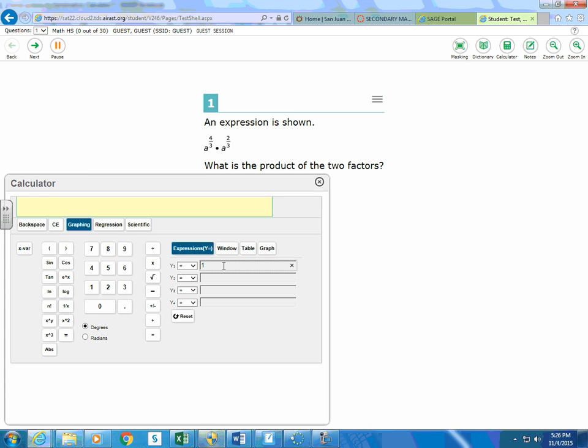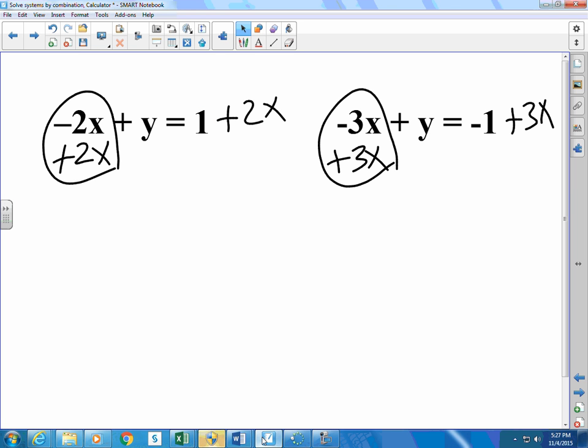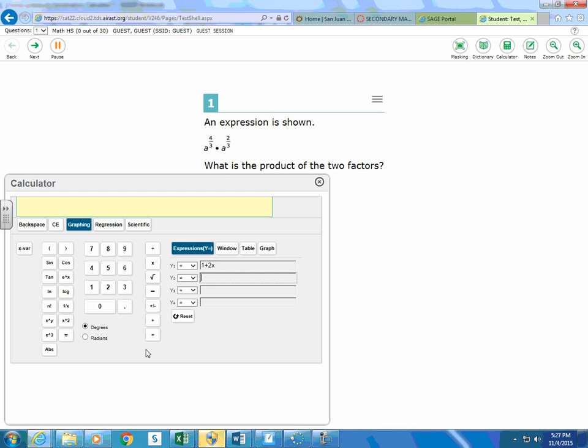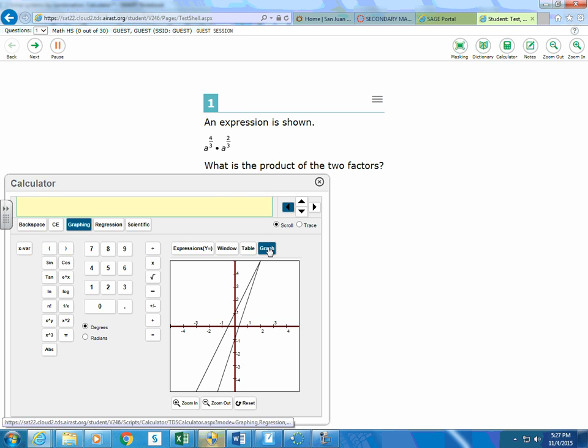1 plus 2x and negative 1 plus 3x. So if I graph that, then where those two lines cross is the solution. So I'm going to scroll a little bit so I can see where they cross. And I'm going to click on trace, and then I'm going to move the cursor till those two lines cross right there.